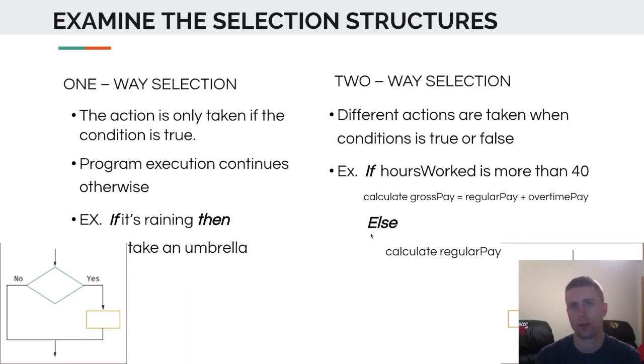The two-way selection structure is a little different. You still ask a yes-no question, but depending on the answer, you do something else. So if the answer is yes, you do something. If the answer is no, you do something completely, entirely different. You can never do both things that it says to do. So for instance, if hours worked is more than 40, you figure out your gross pay is regular time plus overtime pay, because you're getting overtime pay because you worked more than 40 hours. If you didn't work more than 40 hours, then you just calculate that regular pay. Okay?